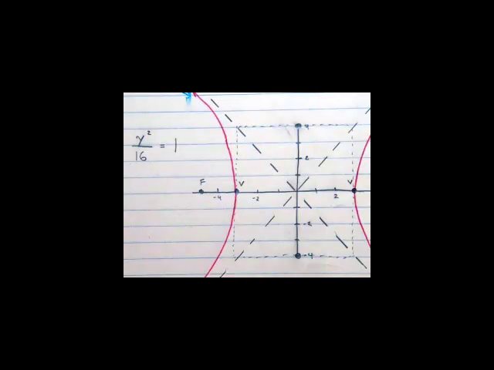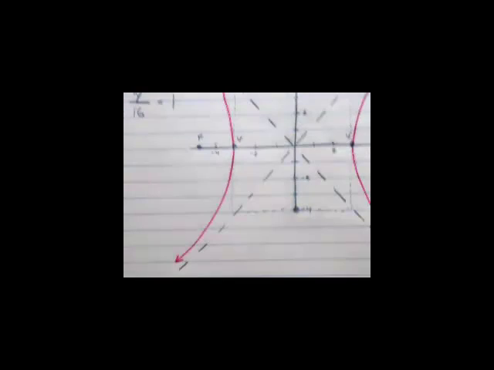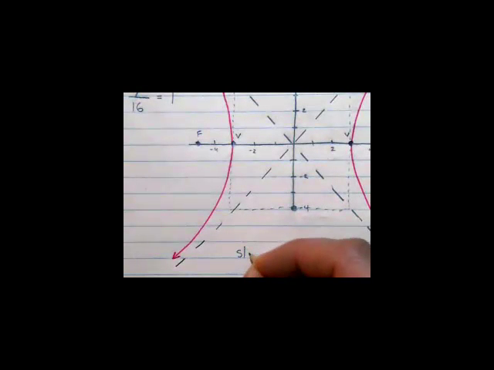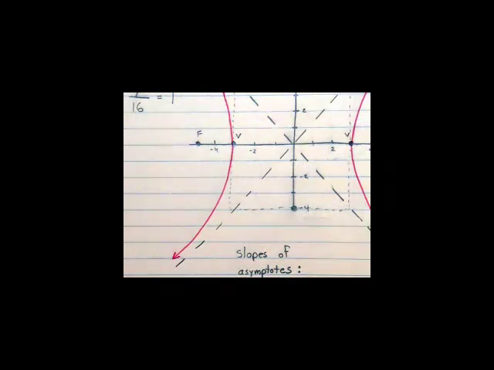So these asymptotes, for this, what are the slopes of those 2 asymptotes? Rise over run. You're almost there. It's not A over B. It's B over A. Plus and minus B over A, right? There's 2 of them.